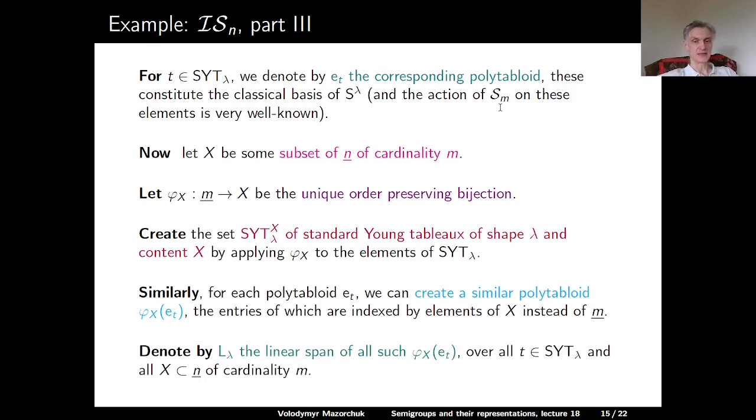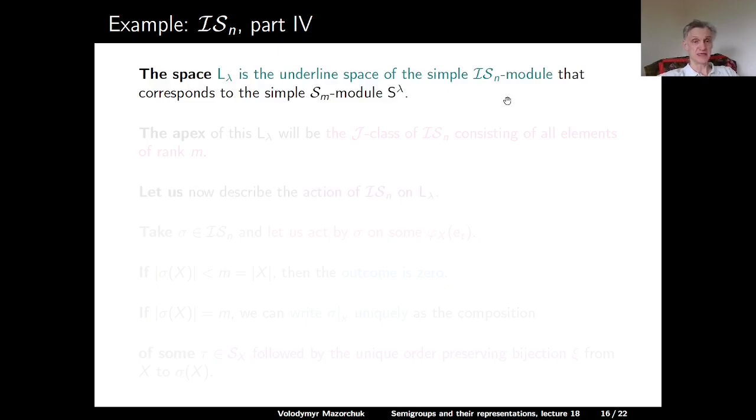And let us denote by L sub lambda the linear span of all these polytabloids phi X of E sub t, where t runs over all standard Young tableaux of shape lambda, and X runs over all subsets of n underlined of cardinality m. Then the space L sub lambda is exactly the underlying space of the simple ISN module that corresponds to the simple SM module S upper lambda, to the Specht module S upper lambda. The apex of this simple module L lambda is the J class of ISN consisting of all elements of rank m, so this is exactly this m.